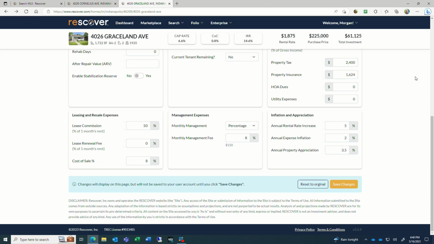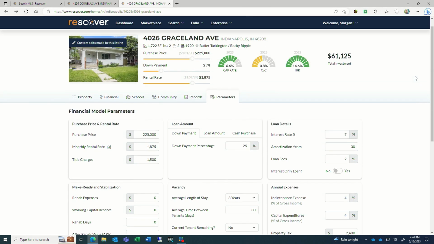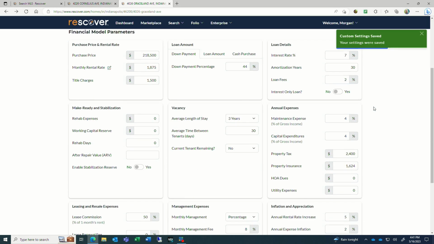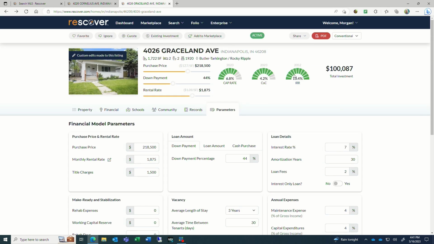So that boosted my IRR significantly on this property. Oh no, I lost my changes when I left my spot there. We were gonna buy it for 218 and invest $100,000. There we go. We're right back to where we were. Sorry about that. It's now going to go up at 5%. So you've now boosted your IRR.